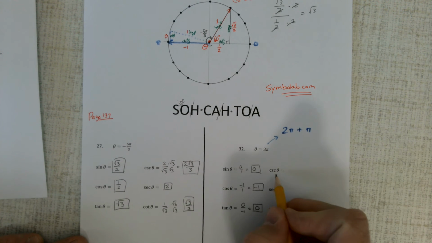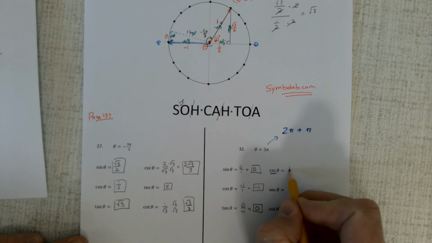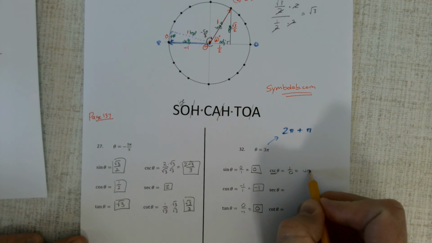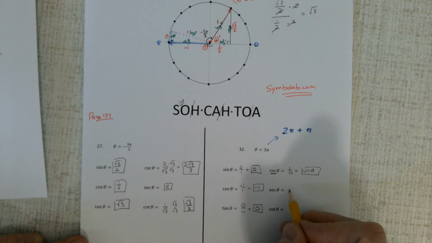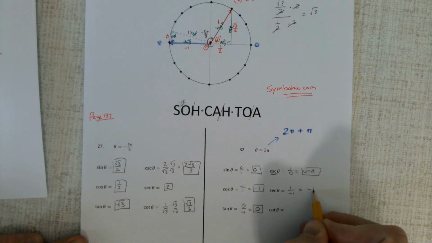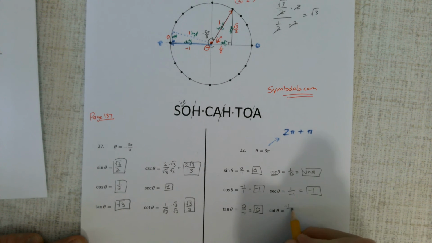Alright, so let's do the reciprocals. Let's flip this, or the cosecant over here. Take the reciprocal, 1 over 0. Can't divide by 0, undefined. 1 over -1 is still -1. And -1 over 0 is undefined.